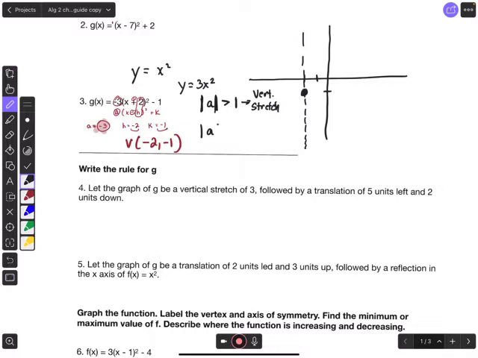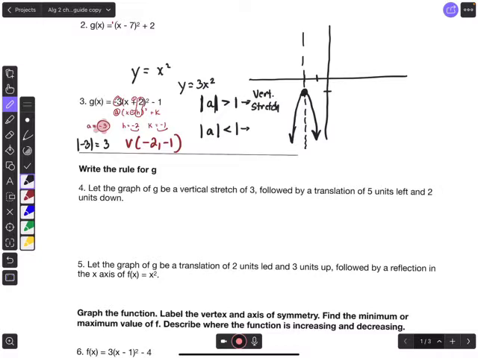If the absolute value of a is less than 1, so this is a fraction, think of it like half, 1/3, 2/3, then it's going to be stretched horizontally. It'll be wider, or it'll be compressed vertically. In this case, the absolute value of -3 is just a +3. 3 is much bigger than 1, and therefore it's going to be a skinny parabola, like so.